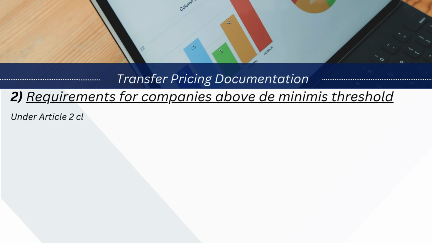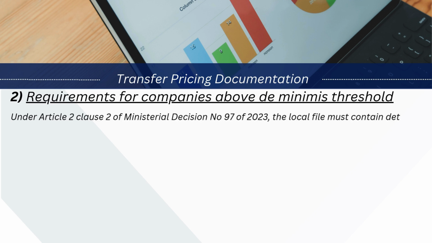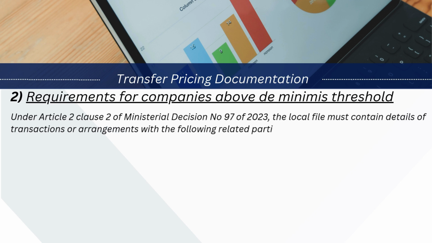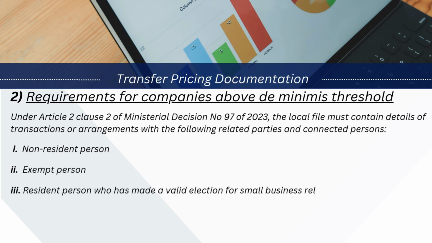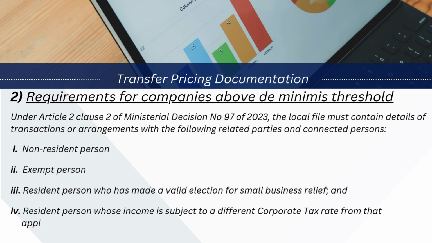Under Article 2 Clause 2 of Ministerial Decision No. 97 of 2023, the local file must contain details of transactions or arrangements with the following related parties and connected persons: non-resident person, exempt person, resident person who has made a valid election for small business relief, and resident person whose income is subject to a different corporate tax rate from that applicable to the income of the taxable person.